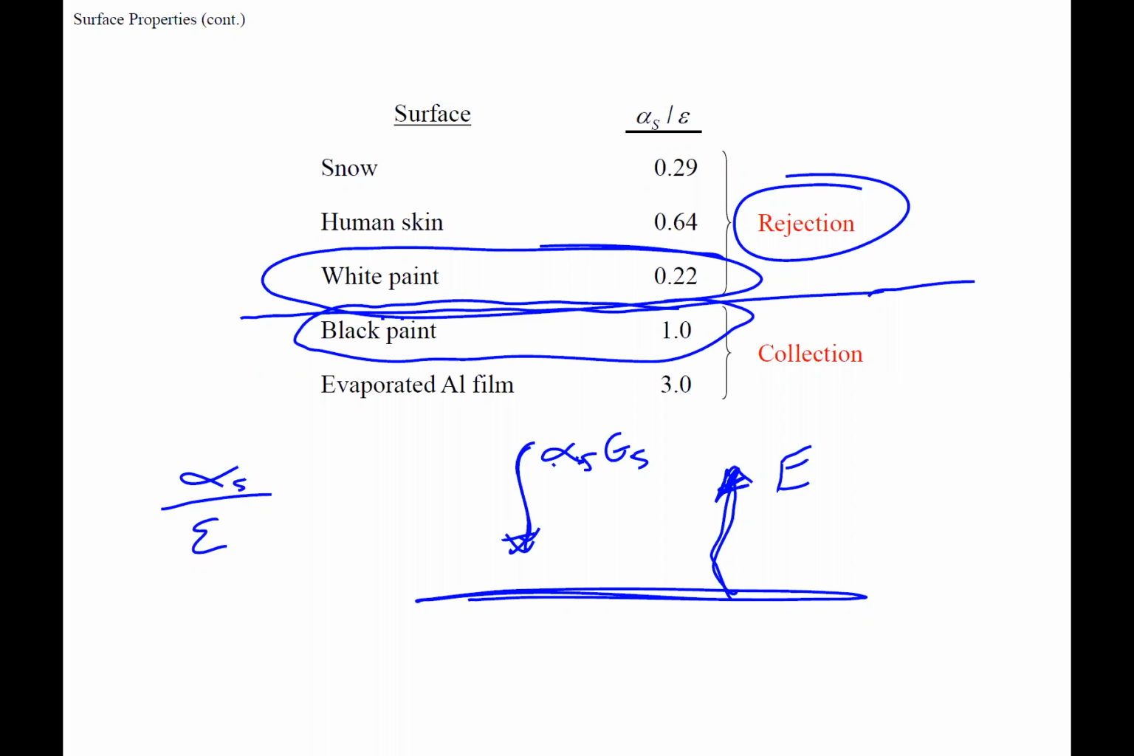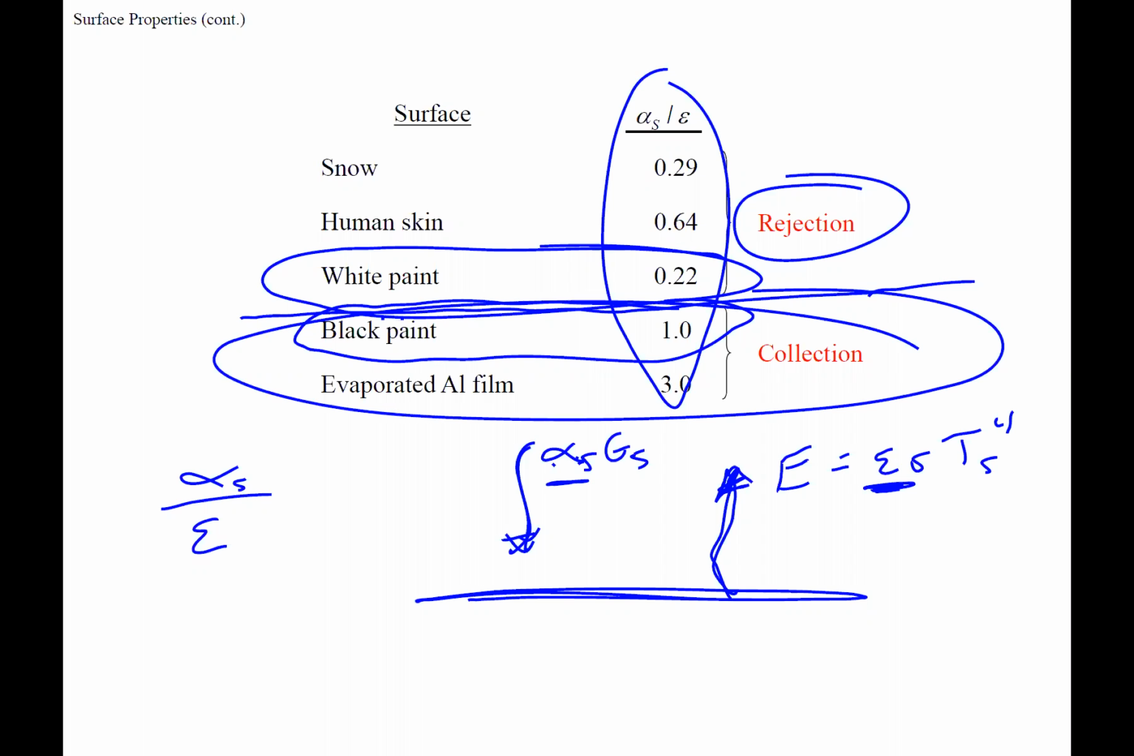Where maybe if you're collecting and you're looking at trying to get that solar energy into something, solar collection, now you want that emission to be low, right? So you want that to be low, because you don't want to lose that energy, and you want the absorption to be high. So that means this ratio, you want something with a high ratio there for collection, okay?